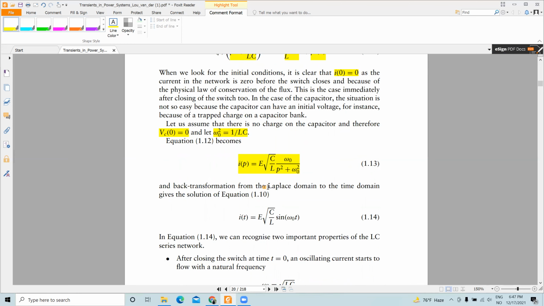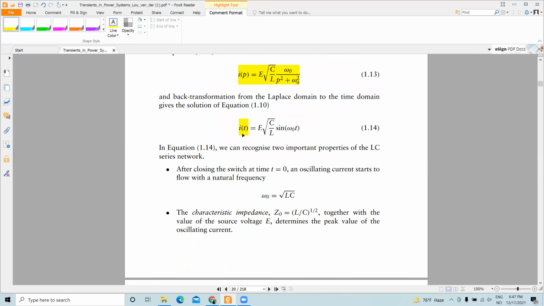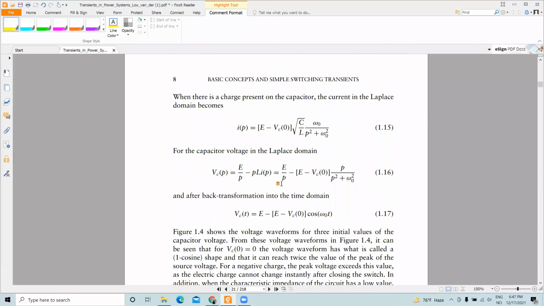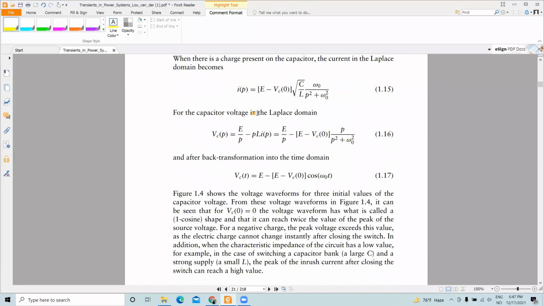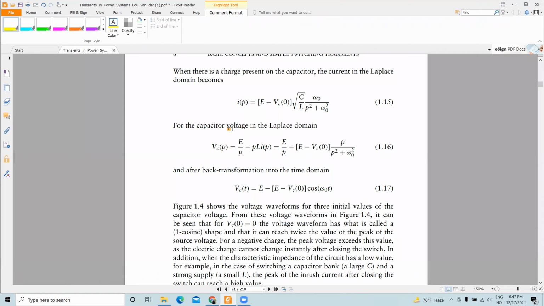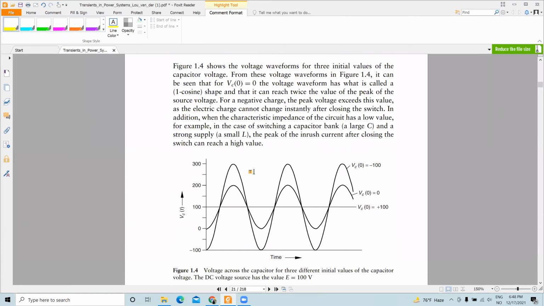And if you do the inverse Laplace transform, then you get I of t. So instead of the frequency domain, you now go to the time domain, and you get E root over C by L sine of omega naught t. So that is the current equation, where omega naught is 1 by root over LC, and from the current equation, you get the VC, or the voltage equation here.